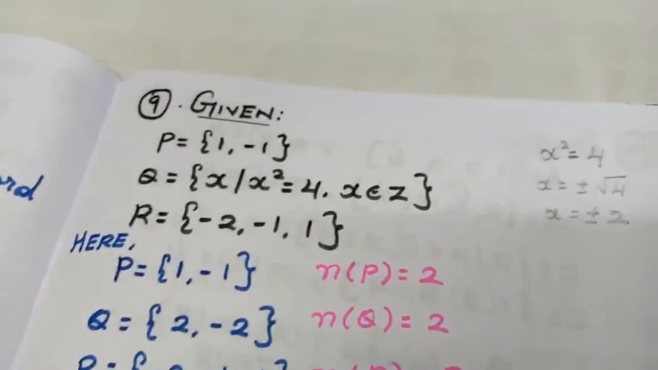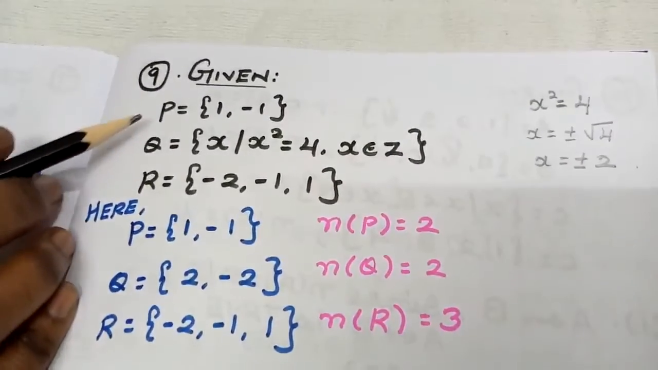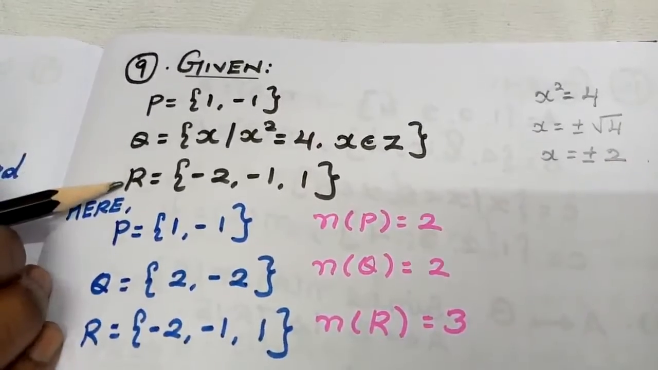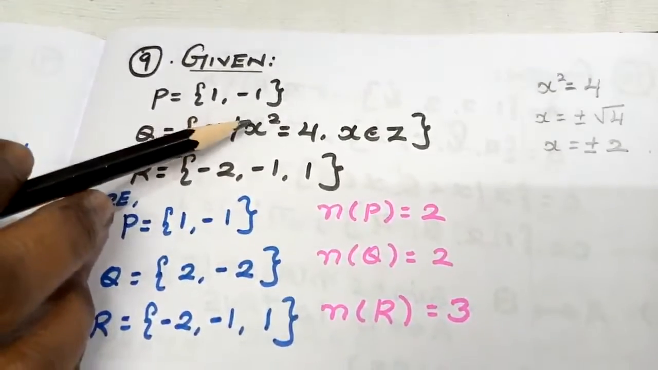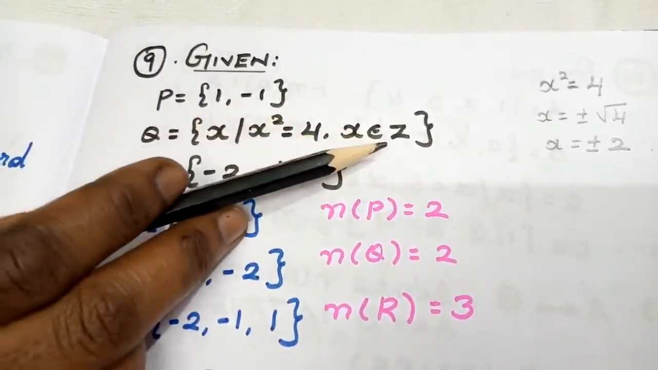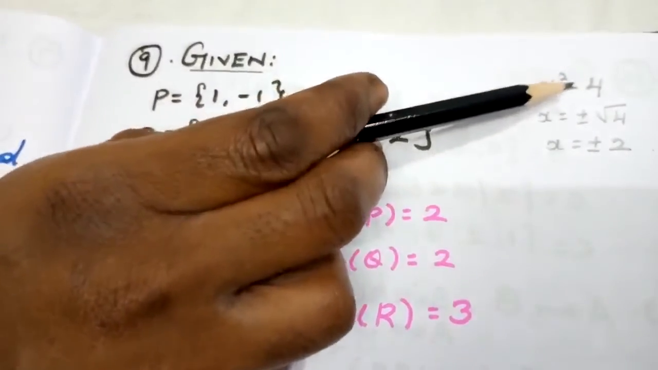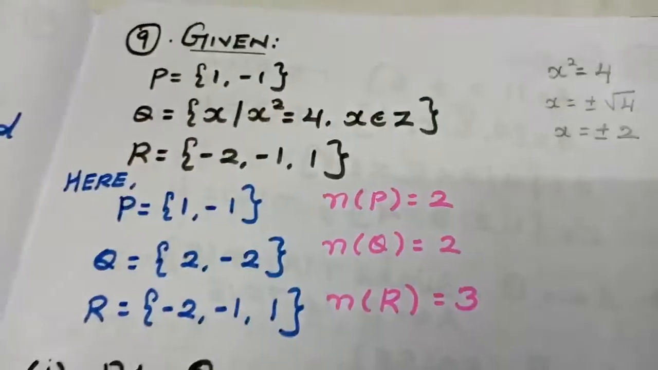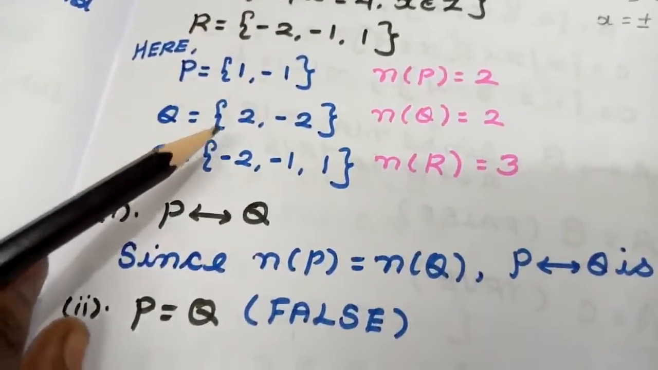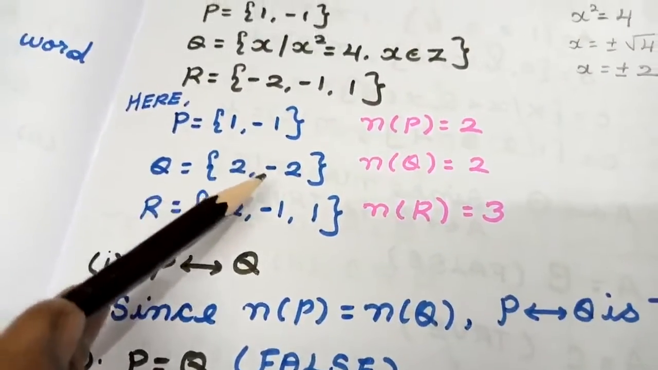Coming to the 9th question, same model, they are asking in true or false format. We are going to check and see now. Question number 9. They are given you 3 sets, P, Q and R. For P and R, we are not having a problem here, students. But for Q, they are given X square equal to 4 and X belongs to integer. So, I am going to simplify. X square equal to 4, X equal to plus or minus root 4, which is nothing but X equal to plus or minus 2. In place of Q, since it is an integer, you are going to write the positive and negative values, that is plus 2 and minus 2.